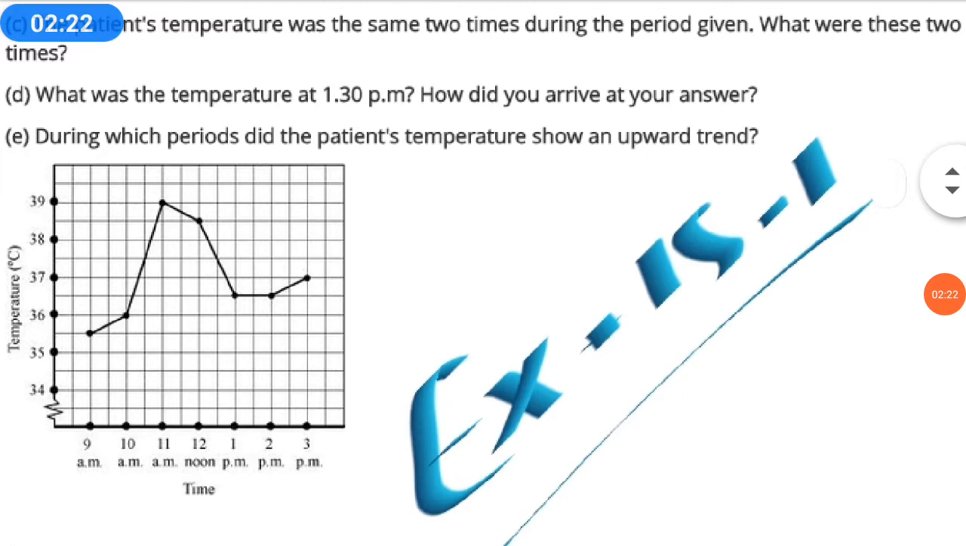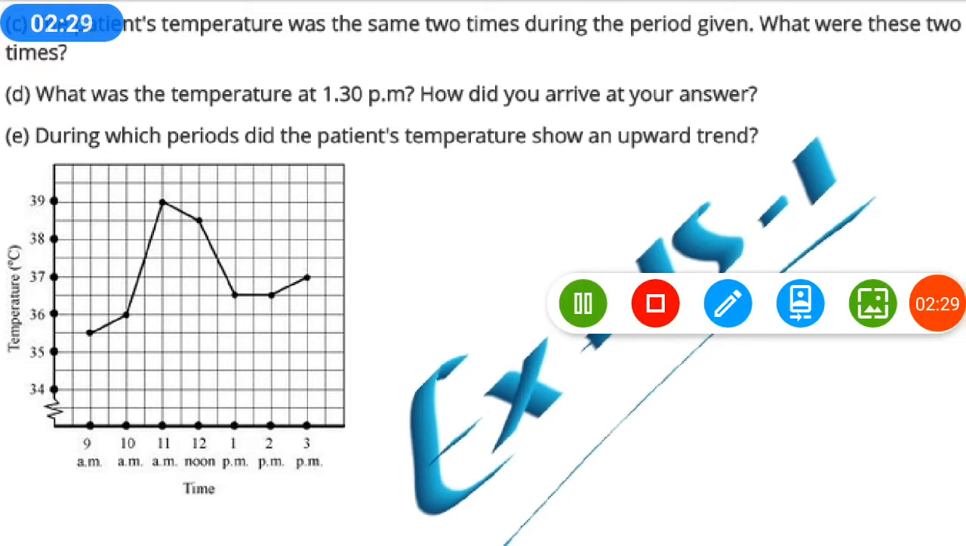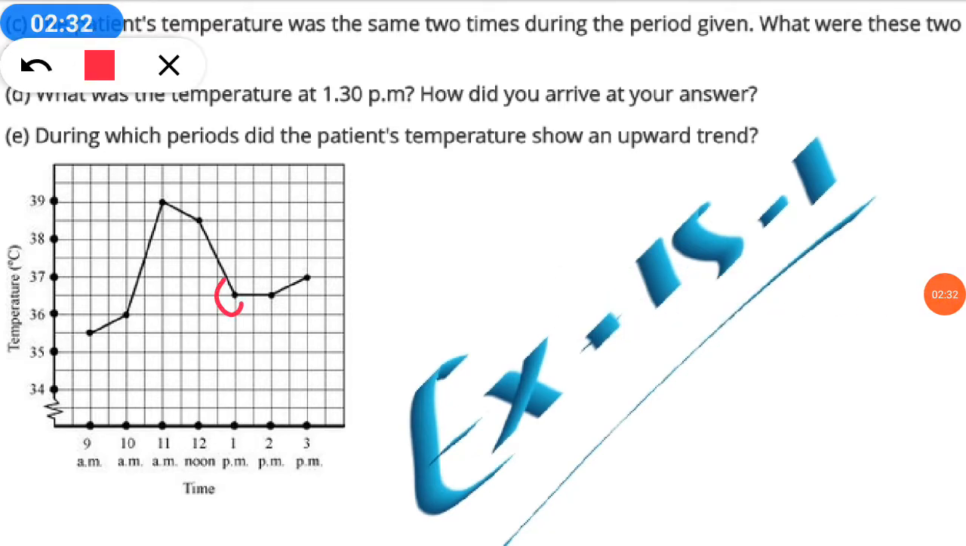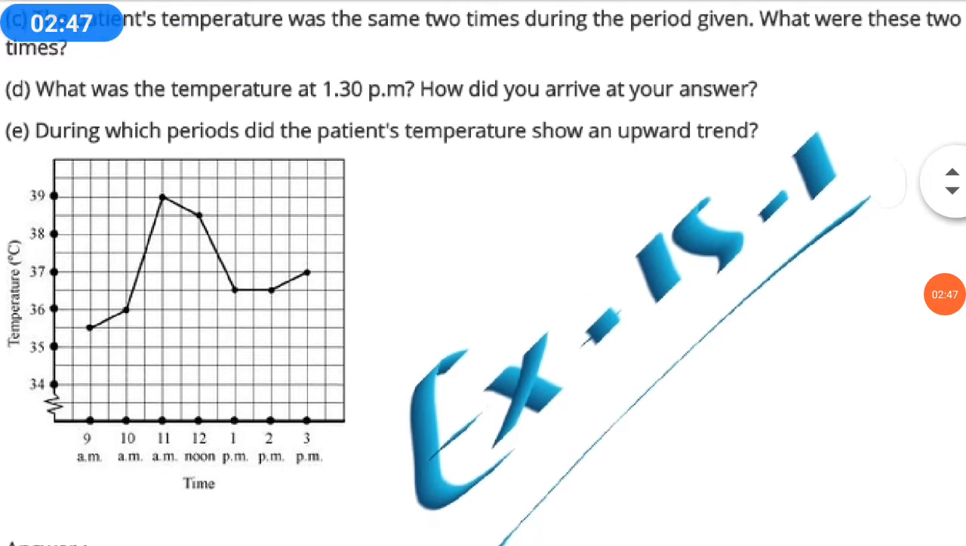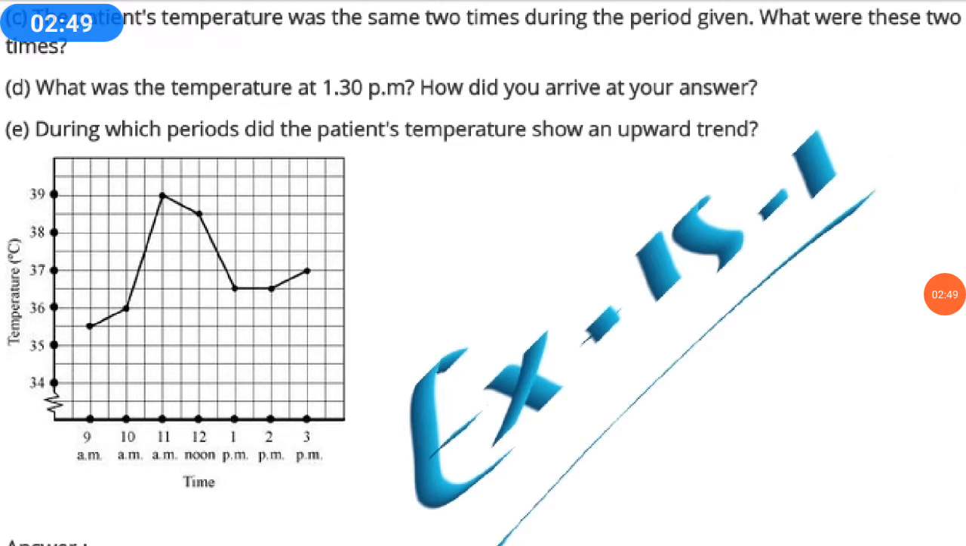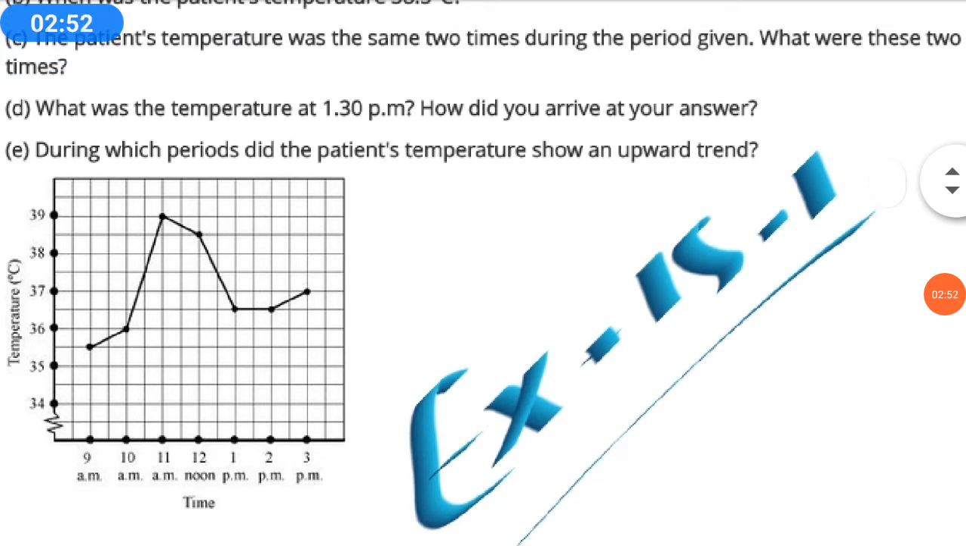Next part of the question: the patient's temperature was the same 2 times during the period. Which were the 2 times? So patient का जो temperature होगा वो 2 time में same होगा. So this is the temperature. What was the time here? The time will be 1 pm and 2 pm. Next, in the C part, the patient's temperature was the same 2 times during the period given. What were these 2 times? The time will be the same as I told you, 1 pm and 2 pm.